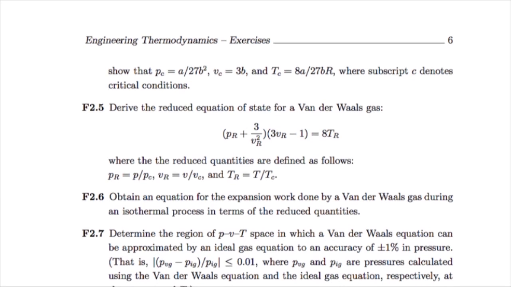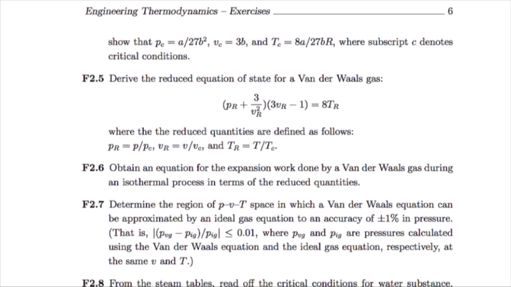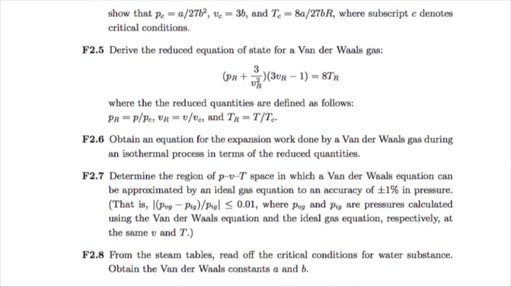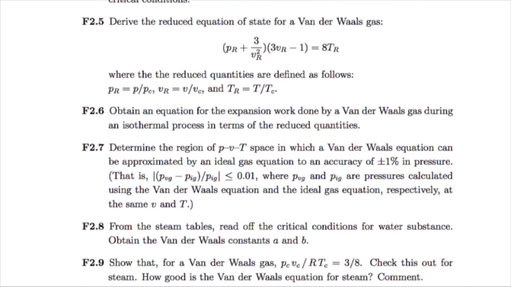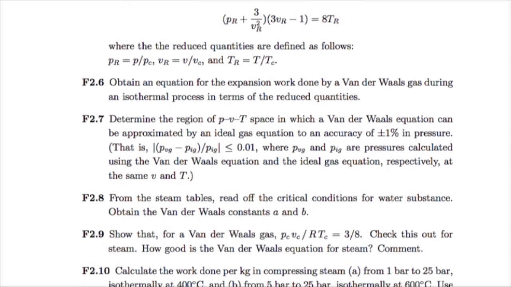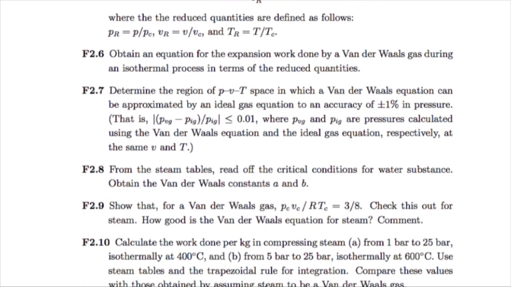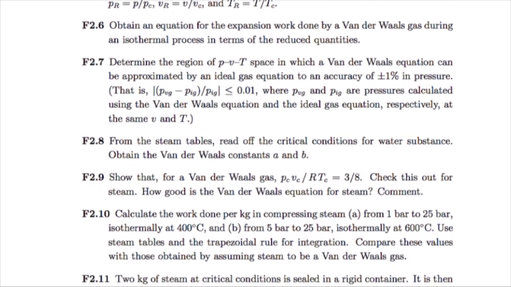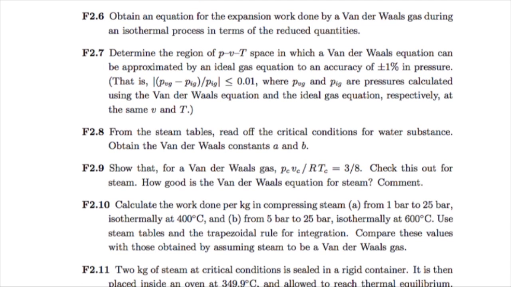And after solving F2.4, 2.5, 2.6 and 2.8, etcetera, are straightforward, they are algebraic. 2.7 is more of an approximation, not really a problem in thermodynamics. So if you are not interested in that type of a situation, you might as well keep away from it.